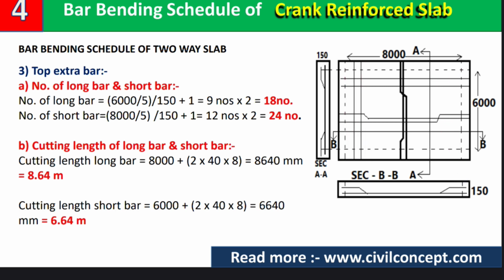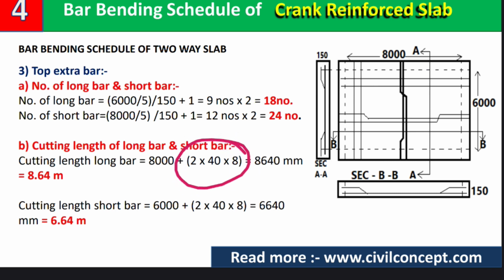Okay, now we will calculate the cutting length of the long bars and short bars. In the similar way, what will we do? We have to add this killer length, and after that we have to add development length. So when we provide steel bars in this direction, then we have to provide a bended part at the end of this bar, so this is known as development length.